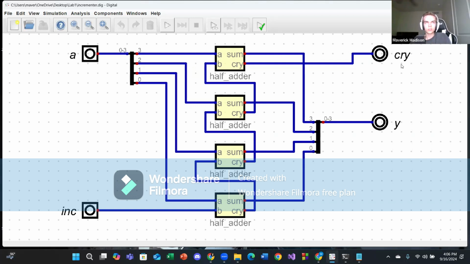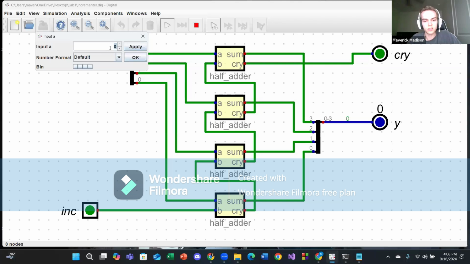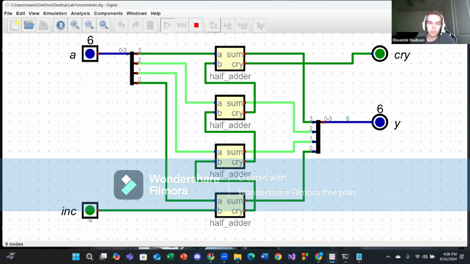So now let's just run a little example in Digital. Say I were to choose a number like 6, let's do 6. Without even turning the incrementer on, we have our output being 6. This is just how it works. We have not incremented anything, so we will have a binary value of 6 at the end. But if we turn the incrementer on, we will get our value incremented by 1, which is 7.